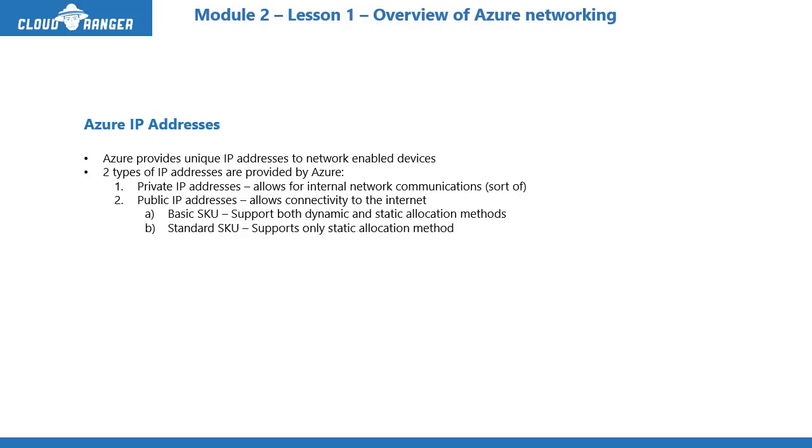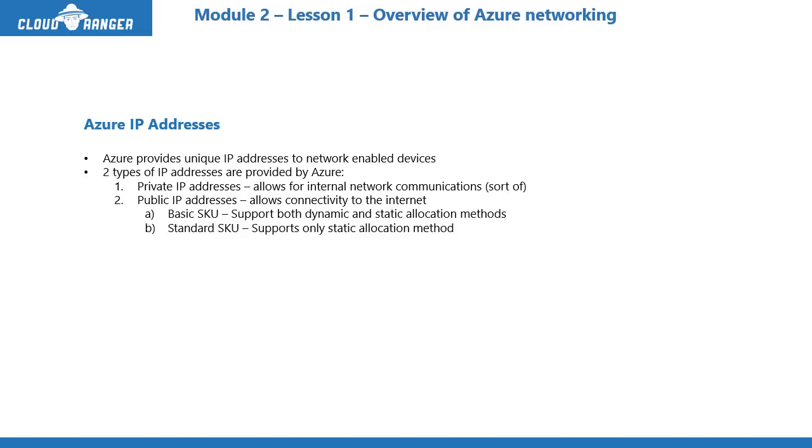Okay, for the purpose of this lesson, I'll leave it at that. Then you have the standard SKU, which supports only the static allocation method. If you want a static IP address, let's say for a web server or FTP server or something that your clients or your users connect to from the internet, you probably don't want it to change, right? Because you will have a DNS name for it. So you need a standard SKU for that.